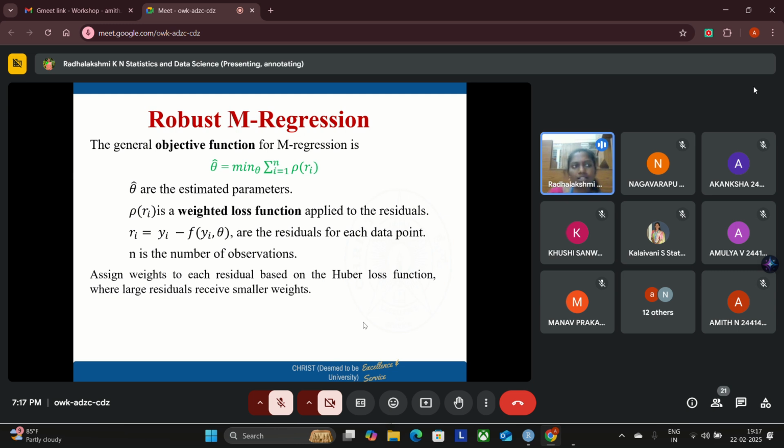In robust procedures, this is the first robust regression procedure. Huber introduced the first weight function, the first robust regression method, called the Huber M estimation technique. In that, we are using the Huber loss function. Instead of that, we can also use the Tukey loss function or the Hampel loss function. Today, we only deal with the Huber loss function.